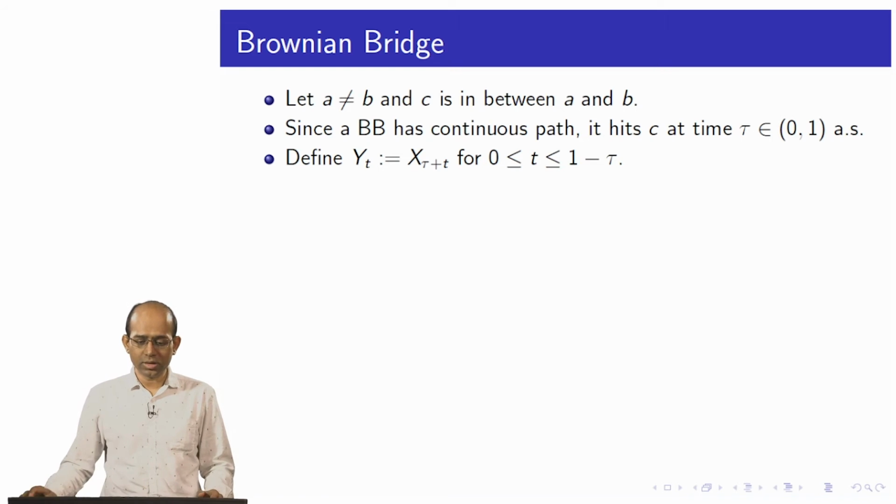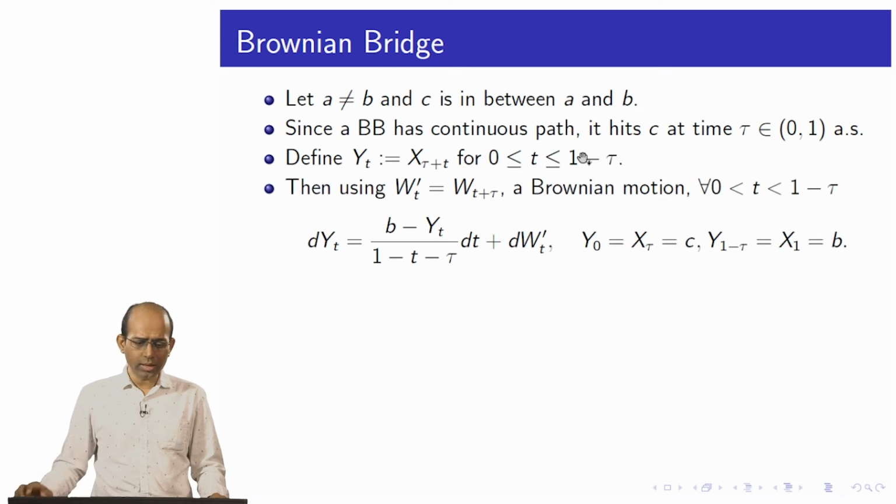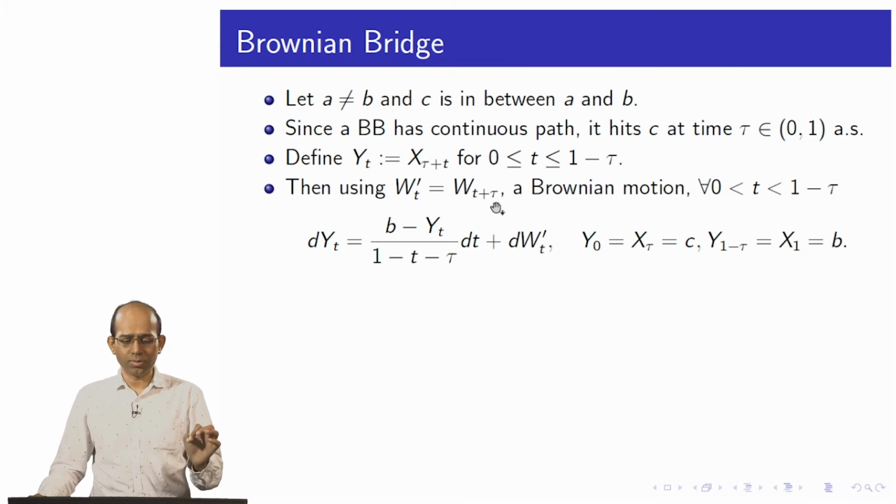Okay. The shifting does not help, the scaling is required. Okay, we do that. So, we define one Brownian motion w prime t, which is w t plus tau. Okay. So, it is just a shifted process. So, from tau onward. So, here t is between 0 to 1 minus tau.